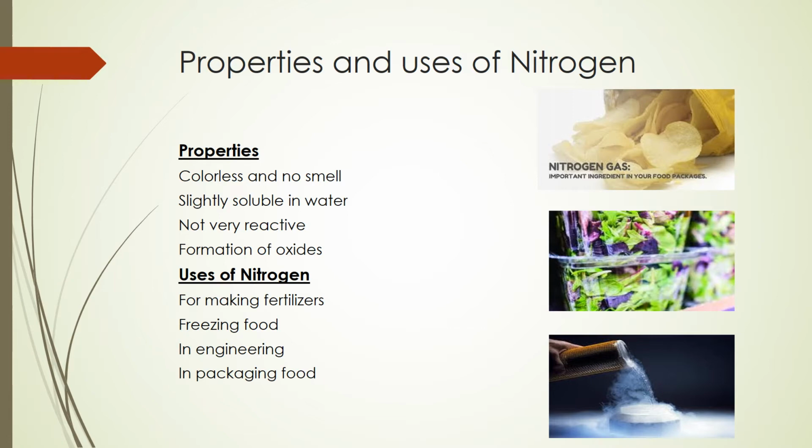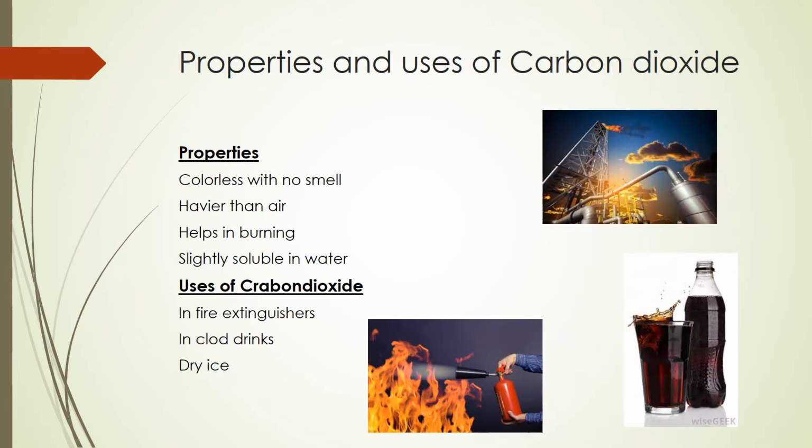Uses of nitrogen. Nitrogen is used for making fertilizers. Liquid nitrogen is used for freezing food. It is used in engineering to freeze the liquid in damaged pipes before repairing them. It is pumped into oil storage tanks to prevent fires. It is also used in food packaging to keep the food fresh.